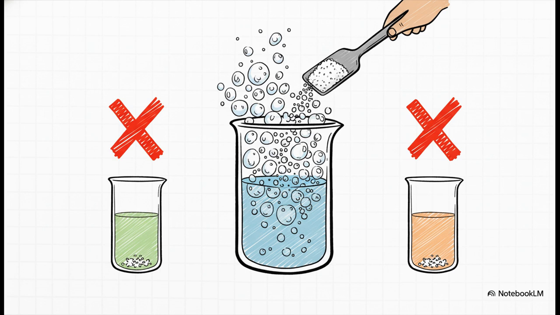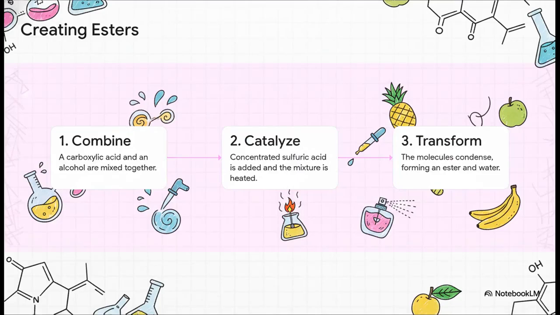That fizzing, that effervescence, is the release of carbon dioxide gas, and it's a simple, unmistakable visual test that just screams, hey, you've got a carboxylic acid here. But maybe its most famous transformation of all is making esters. This is where chemistry gets delicious.